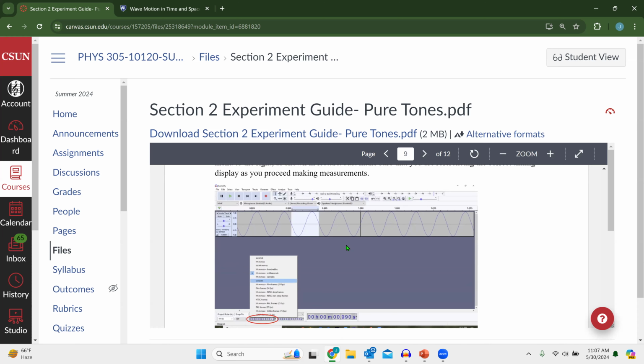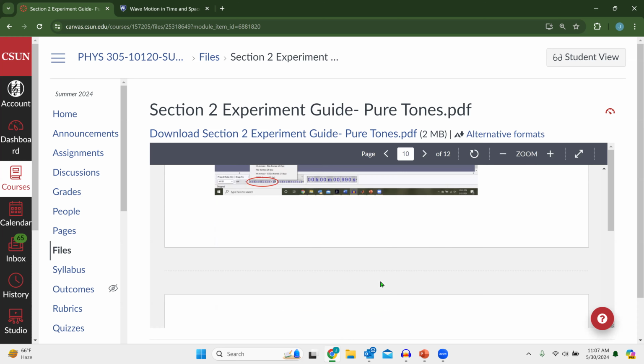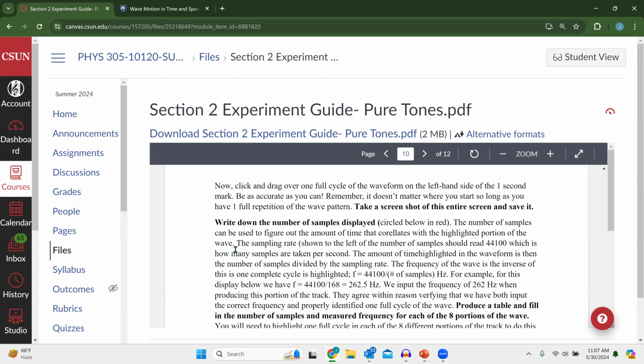So you're going to have something like this. You're going to take a screenshot of it. Boom. It should look fairly close to this, maybe not exactly the same. You might have something highlighted from peak to peak, but it should look similar to this. And you're going to save that.